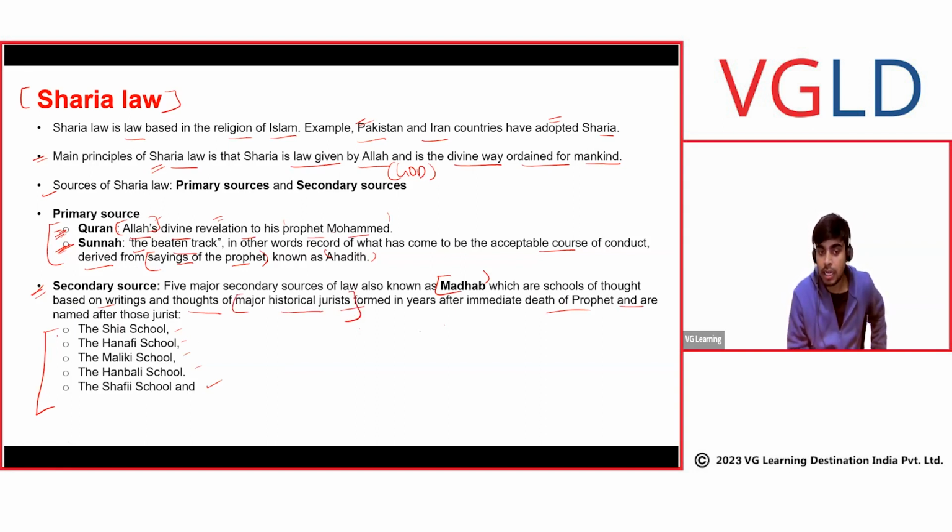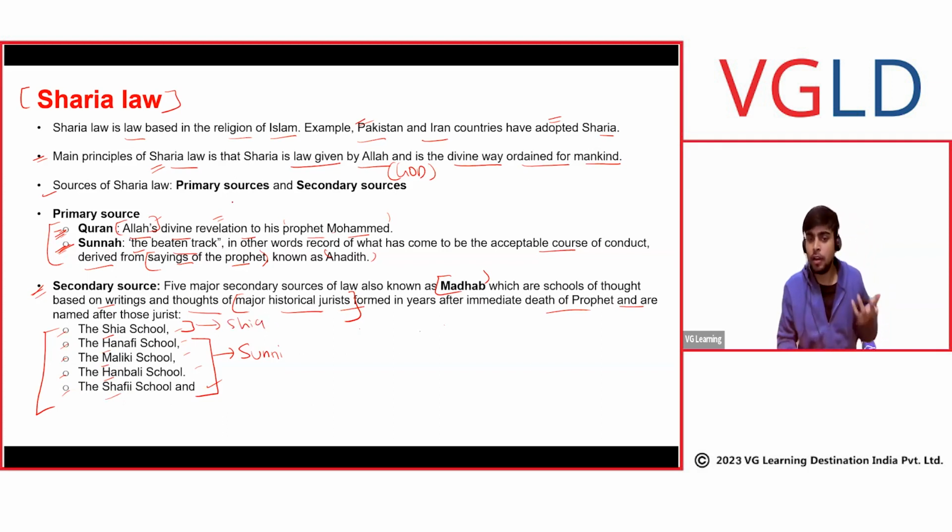So these are the scholars, and they are categorized into five categories: Shia, Hanafi, Maliki, Hanbali, and Shafi'i. And these have been categorized into two categories. One is this, and one is this. This is called Sunni, and this is called Shia.